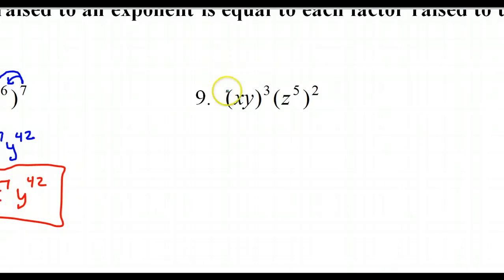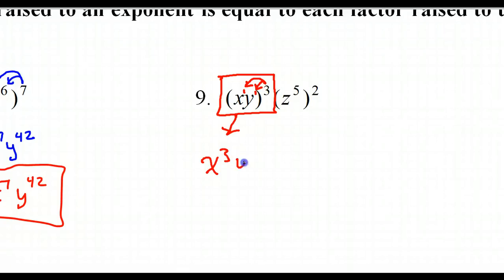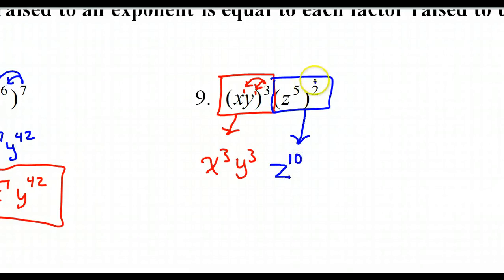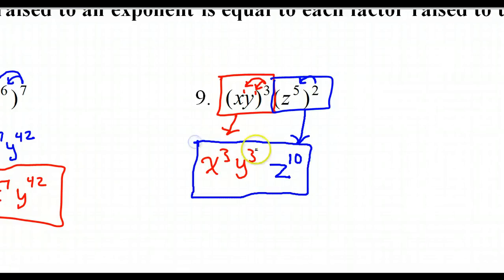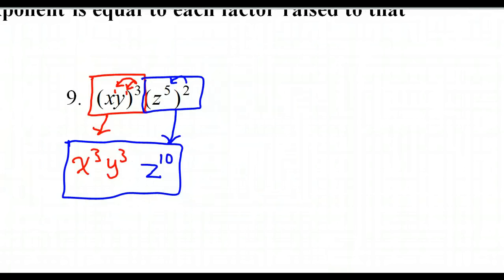All right, now number 9. So let's do these as like they were 2 problems separately. So let's start with this problem. Well, remember this is like a 1 and a 1, and it's like you're multiplying. So this will be x to the 3rd power, y to the 3rd power. All right. Now let's do this problem separately. Okay, so this will be z to the 10th power, because I'm just going to multiply those. And then that's my answer. All right, pretty easy stuff.